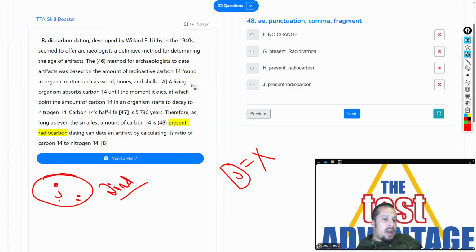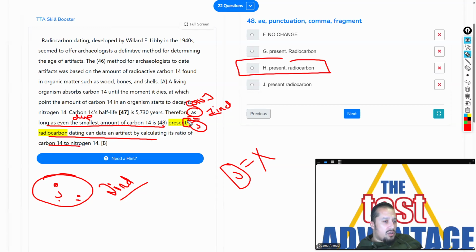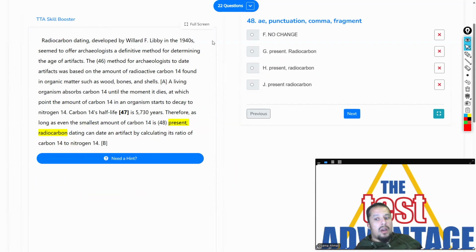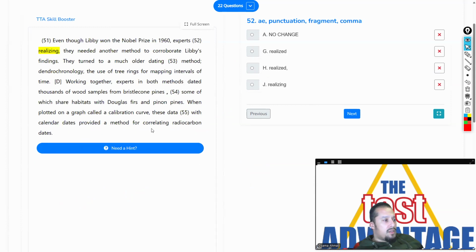Okay. So now we're looking at one independent idea. First, as long as even the smallest amount of carbon, this is a dependent idea because of the conjunction. So if we have a conjunction at the beginning of the sentence, a comma comes after it and then the rest is an independent idea. So here we're going to say answer H. Don't ever be confused with semicolon. A semicolon must come with two independent ideas, one before and one after. We'll take it next class. Let's try 52.